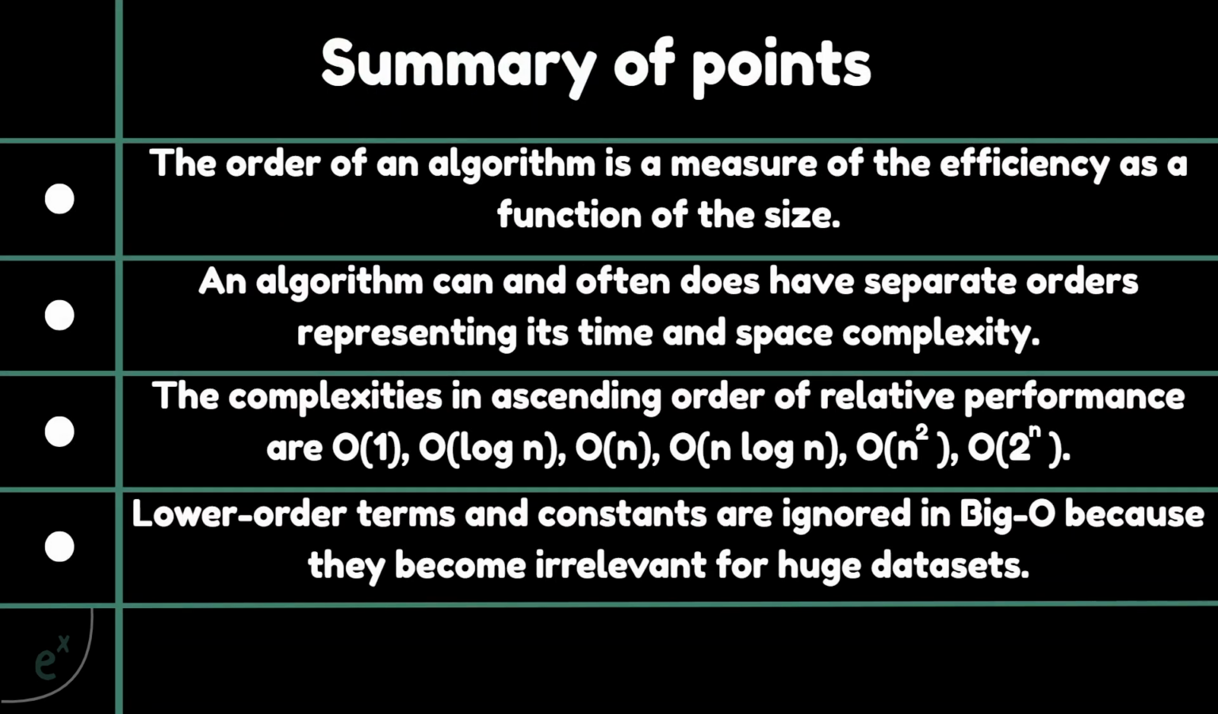Now for a summary of the key points. The order of an algorithm is a measure of the efficiency as a function of the size. An algorithm can and often does have separate orders representing its time and space complexity. The complexities in ascending order of relative performance are constant, logarithmic, linear, linearithmic, polynomial, and exponential. Lower order terms and constants are ignored in Big O because they become irrelevant for huge datasets.